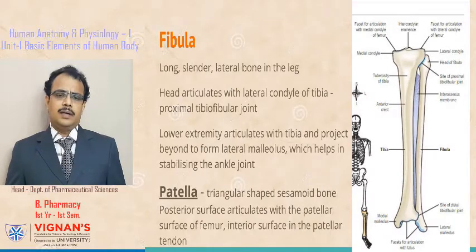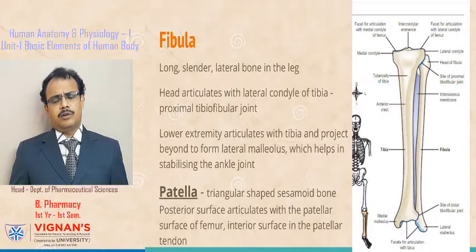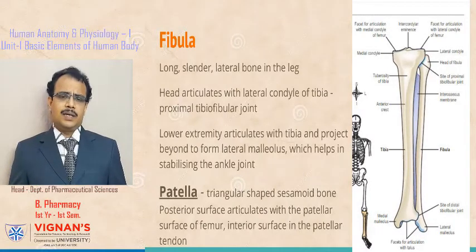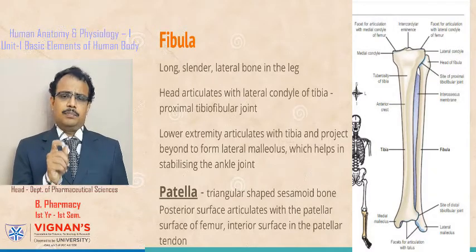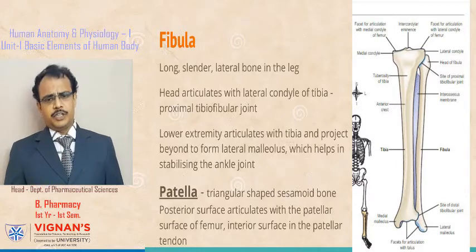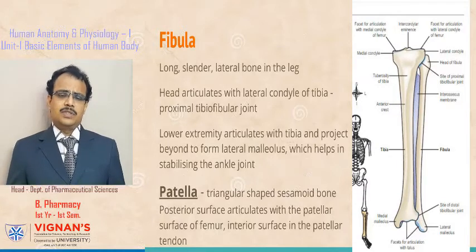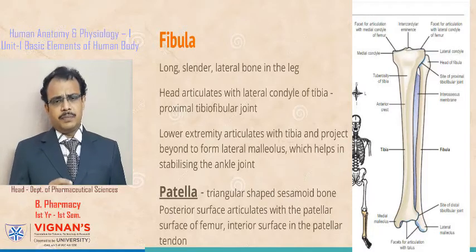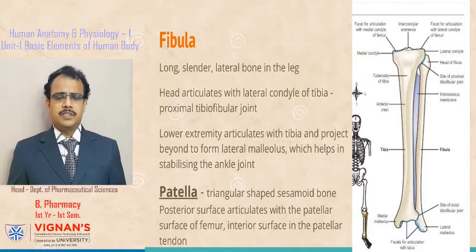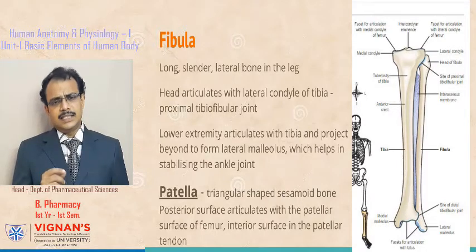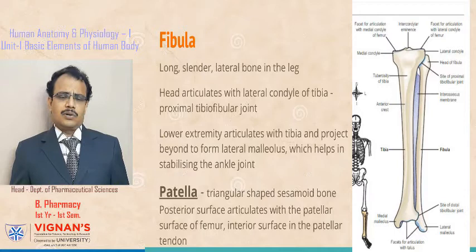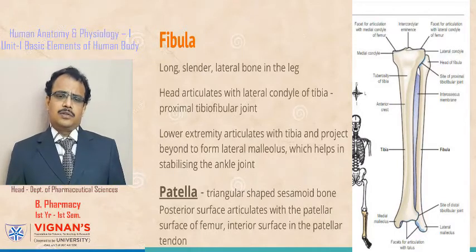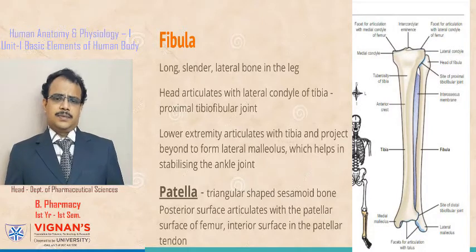The fibula is the long slender bone of the lower leg, and it lies laterally. The fibula forms the proximal tibiofibular joint, and distally it forms the ankle joint with the tibia and the talus. The lateral malleolus, which is a downward projection of the distal fibula, also helps in stabilizing the ankle joint, similar to the medial malleolus.